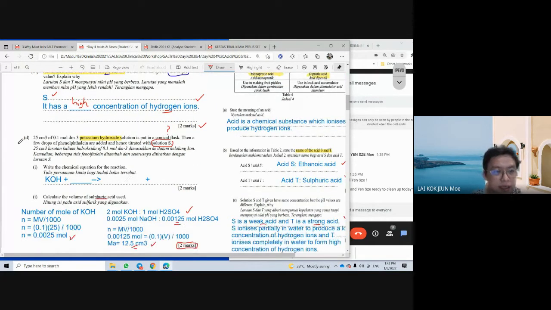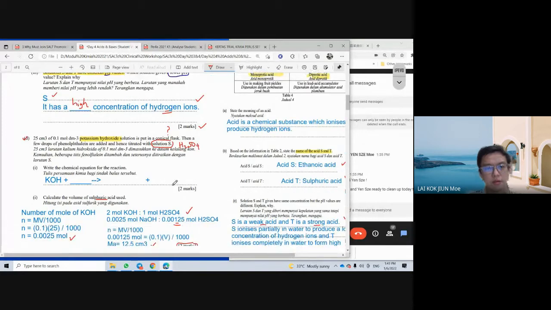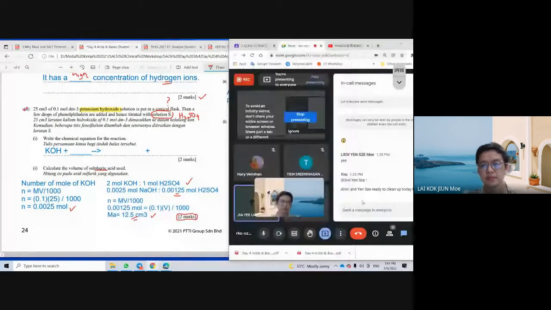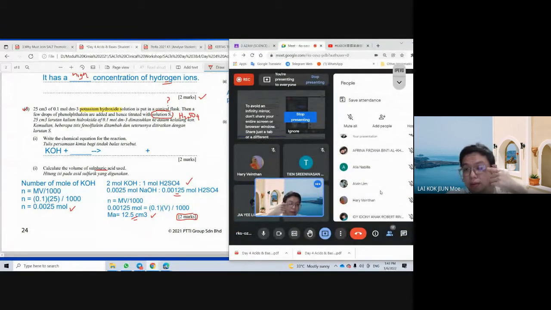Okay, number D. Chemical equation for the reaction. Potassium hydroxide, okay, put into the conical flask. Then a few drops of phenolphthalein put inside. And then titrate with the solution S. Solution S is just now H2SO4. So you have to give a full equation. Try, Jia, and write down in the chat box. Okay, give Jia a little bit of time.